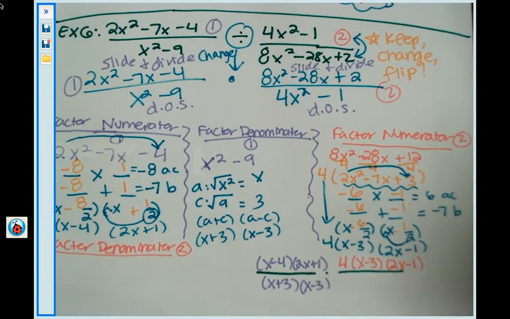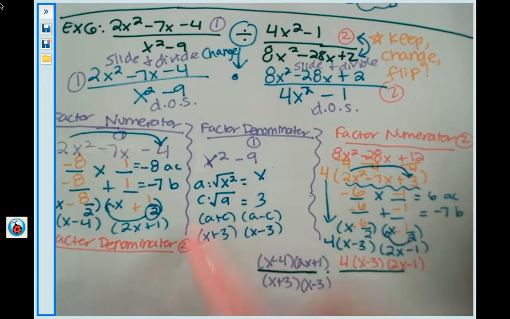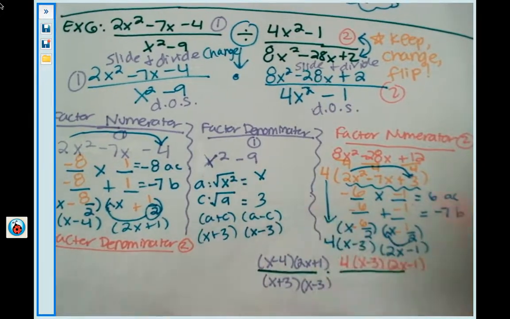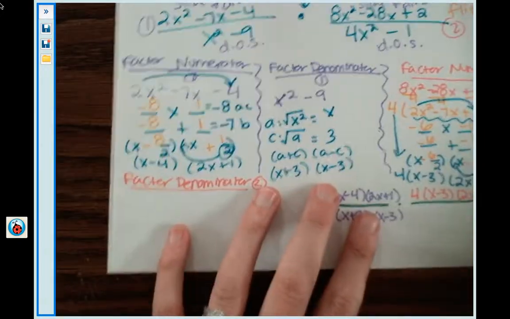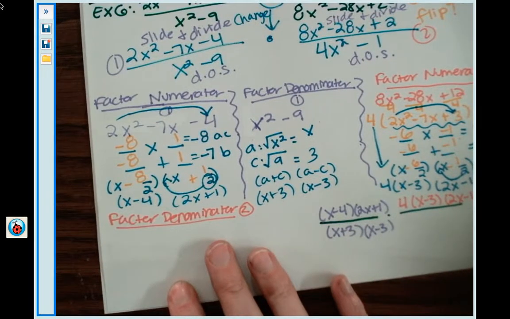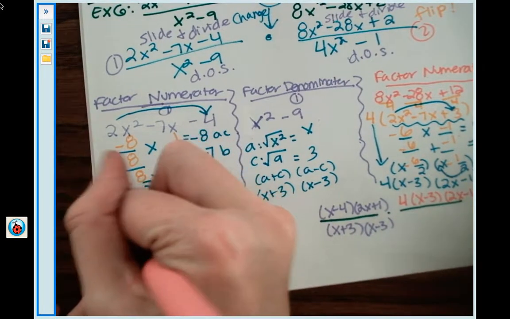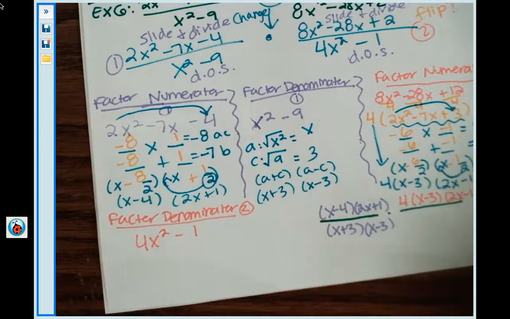Okay, we just have one more thing to factor and then we can start multiplying and crossing stuff out. I'm already pumped up to cross stuff out, so let's go. Okay, so our difference of squares we're going to use on the denominator. So we got 4x squared minus 1.